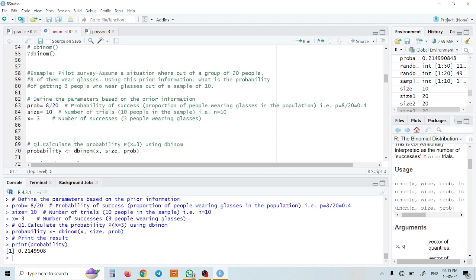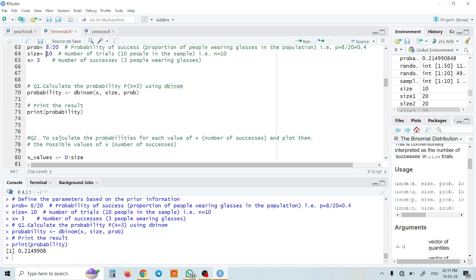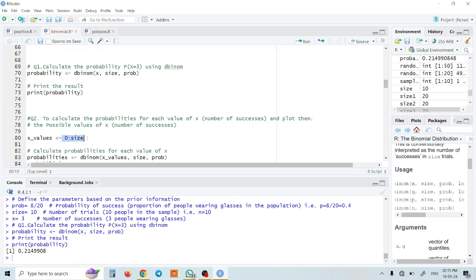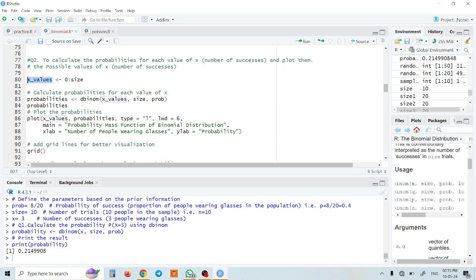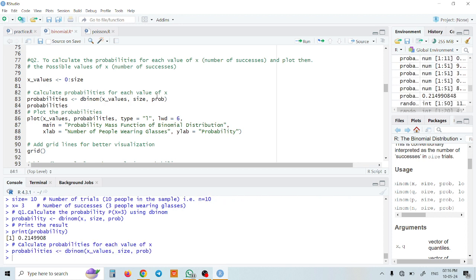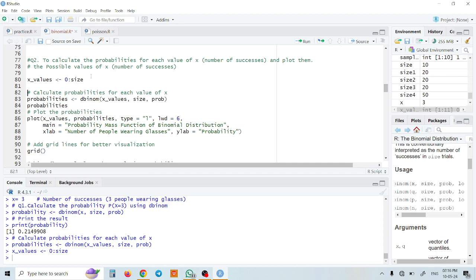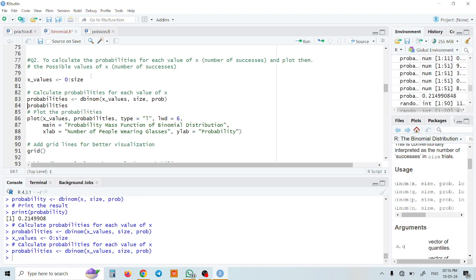We have already assigned 10 to size. Size is equal to 10. Here you can see x can take values from 0 to 10, so we have made a sequence 0 colon 10, size, and assigned it to x values. Now we can use the same function, dbinom, and everything is the same, only instead of one value of x we are taking a series of values of x. We will run this first, otherwise it will take the previous values.